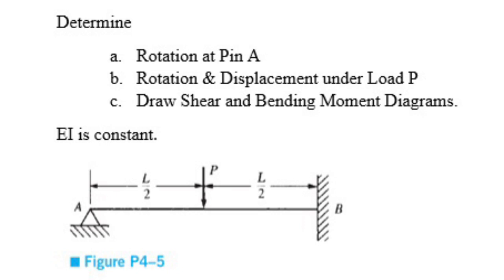For this problem, we're going to determine rotation at pin A, rotation and displacement under load P, and we're pretty much just going to draw the shear and bending for beams. For beams, there's only transverse loads. Not really only, but the transverse loads are so huge that axial and torsional effects are neglected. So in these problems, just for this chapter, we're going to be focused on finding displacements in the y direction and moments. So no axial effects, so nothing in the x direction. That should make our lives pretty easy.